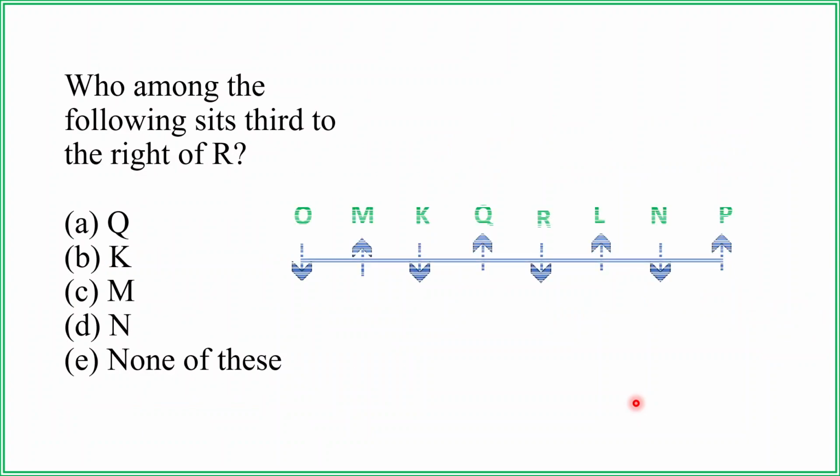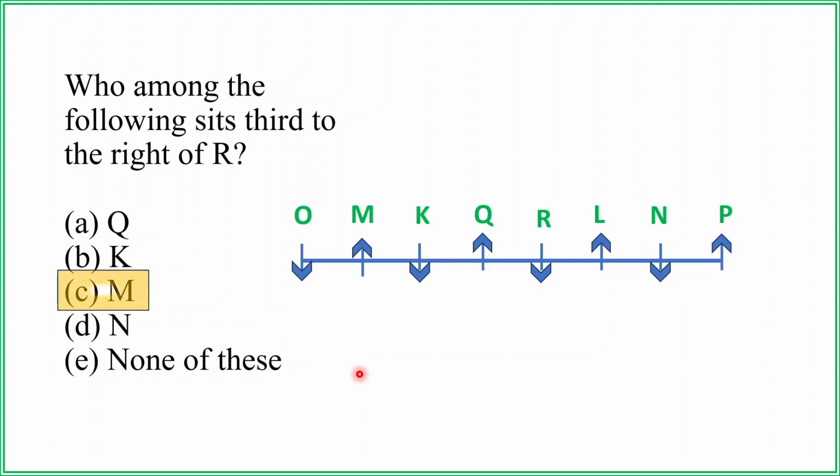This is the first question and this is the arrangement. Who among the following sits third to the right of R? Here this is R and R is facing south direction. Now this side is the right side when a person is facing the south direction. So third to the right of R: first right, second right and third right, is M. So our answer is option number C. Let's check. See, we got the correct answer.